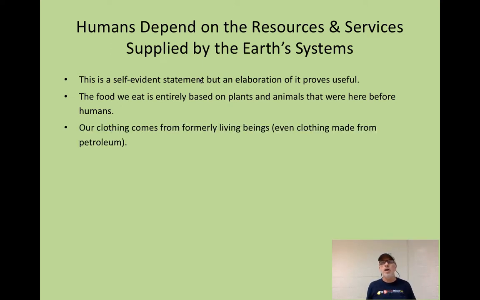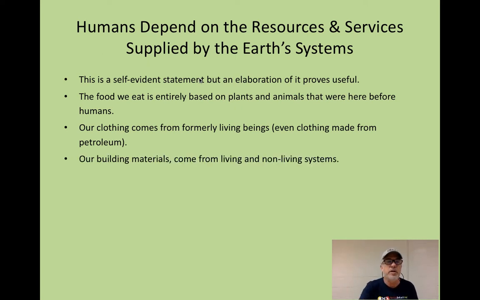Our clothing usually comes from, a lot of it comes from formerly living things. Wool, leather, cotton. Even the synthetic stuff comes from petroleum that was formerly living. Our building materials, wood, for example. But beyond wood, think about concrete. Concrete is supplied by the minerals in the earth, right? So once again, almost all our building materials are from natural processes. Of course, several of them changed by humans, but still.